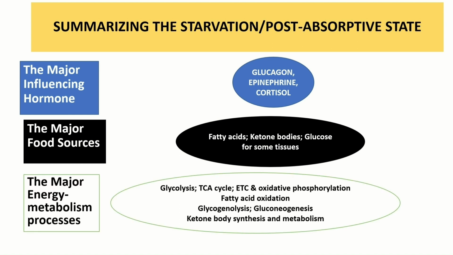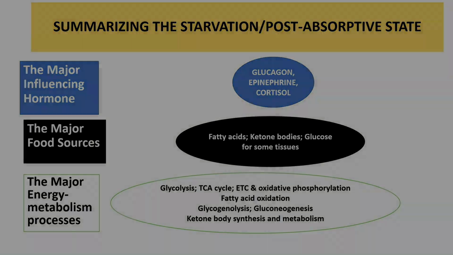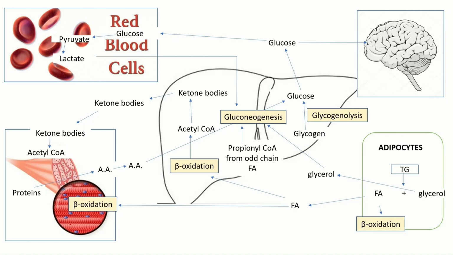These are the major metabolic processes going on: fatty acid oxidation, ketone body synthesis and utilization, glycogenolysis and gluconeogenesis, and glycolysis in certain tissues. And of course, Krebs cycle, electron transport chain and oxidative phosphorylation to generate ATPs, like in well-fed state. I hope you can draw this diagram by now.